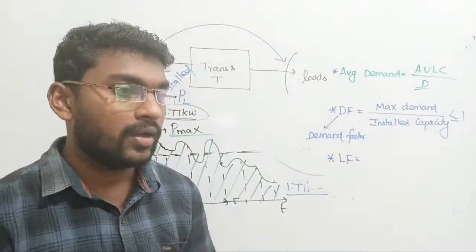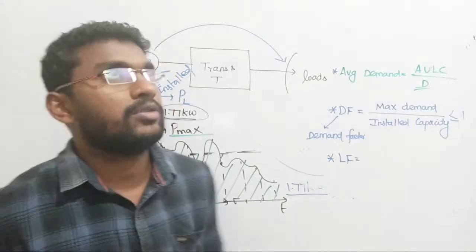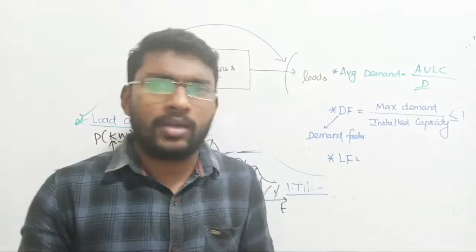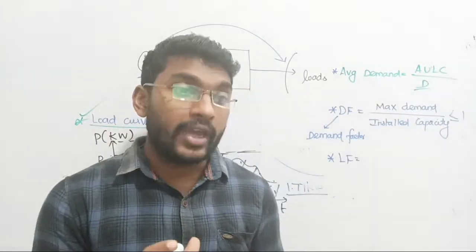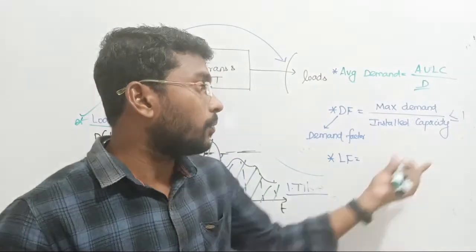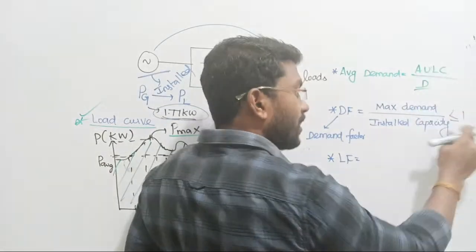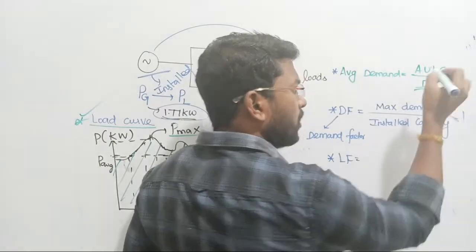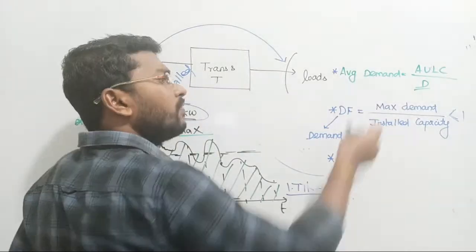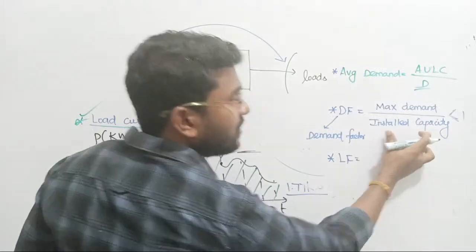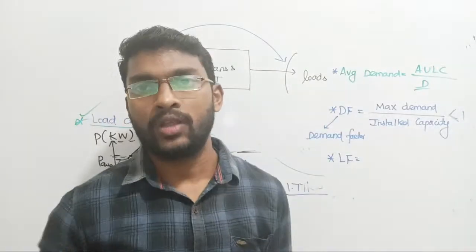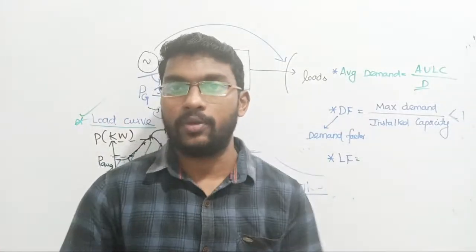But the problem is what? We are not demanding like that, right? Sometimes we are operating with very few loads. Sometimes all the loads will be switched on. So based on the loads, based on the demand, that person is always lying below 1. Ideally it is equal to 1, but it is always less than 1. Why? Because maximum demand is always less than the value of installed capacity. If it is equal to 1, I am very happy for that, right?